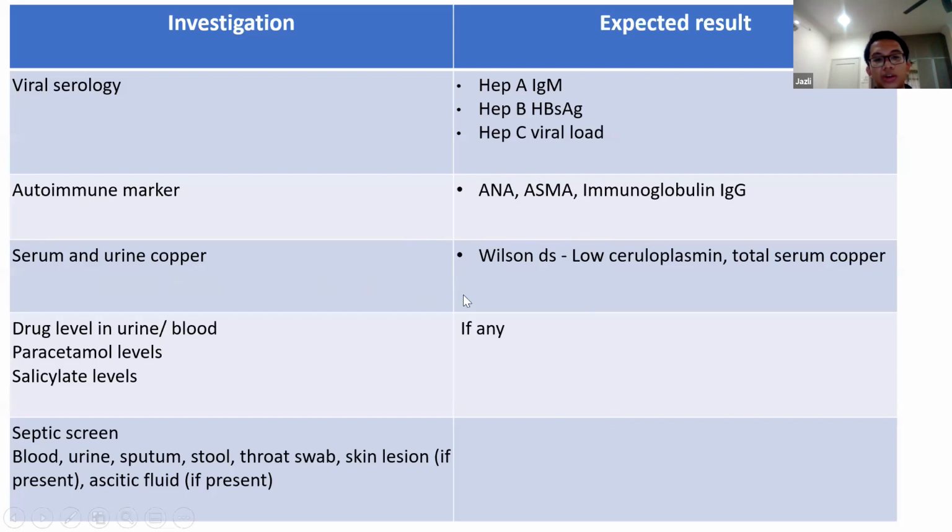Wilson's disease, serum and urine copper. You can have low ceruloplasmin, and we can assess for total serum copper. Drug, if it's indicated, you can assess for serum acetaminophen. It's important because even for how much NAC you want to give the patient, you also need to assess how much of the acetaminophen is in the blood, because that will affect the content and whether you want to stop or still continue with the NAC administration. And also you can do a septic screening.